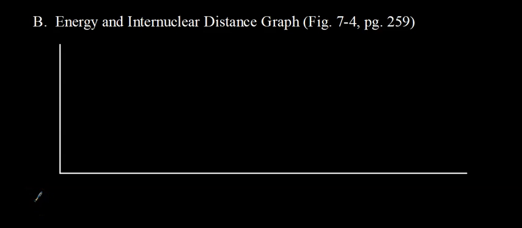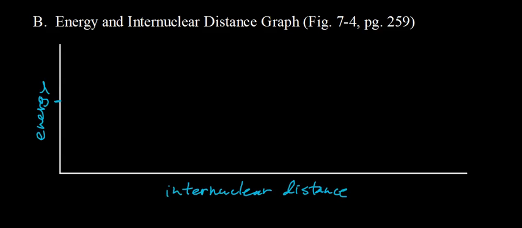Let's do this. There's a graph on the bottom of page 259. So we're going to draw the same thing as that. So let me label the axes here. So let's start off with a very short internuclear distance. So internuclear distance is the distance between the two nuclei of the bonded atoms. If they're really close together, the energy is going to be high.